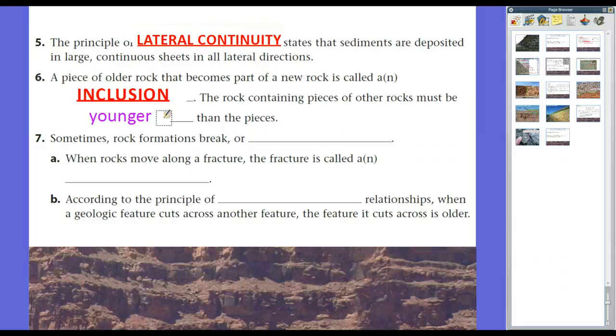Now, sometimes rock formations will break or fault or fracture. Getting ahead of myself, when rocks move along a fracture, that fracture is what we call a fault. At tectonic plate boundaries, where the rocks move, that's a fault line. There are 4 different types of faults which we'll get into later in the year, but just know that there's a fault line. Now, fault lines don't have to occur at plate boundaries. In fact, fault lines occur all over the place.